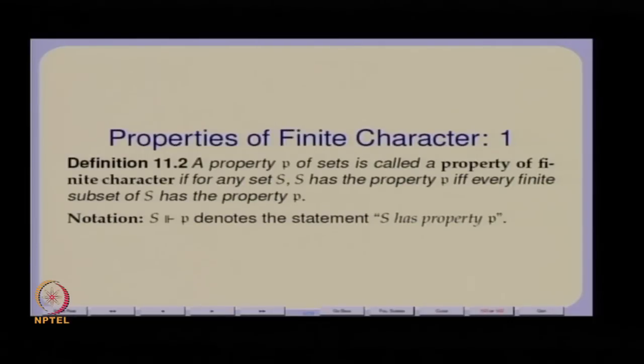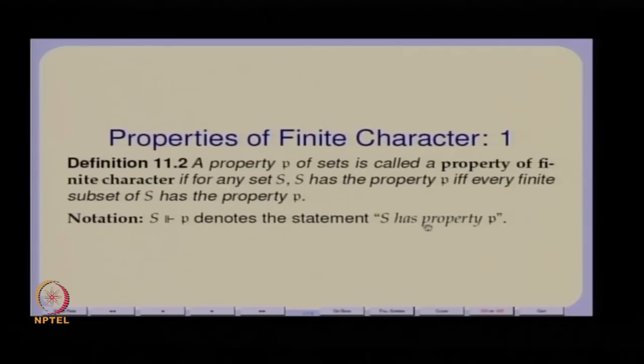You take any property P of sets. It's called a property of finite character if for any set S, S has the property P if and only if every finite subset of S also has the property P. So the corollary to the compactness theorem essentially tells you that compactness is a property of finite character. We'll use this notation to denote that S has property P.